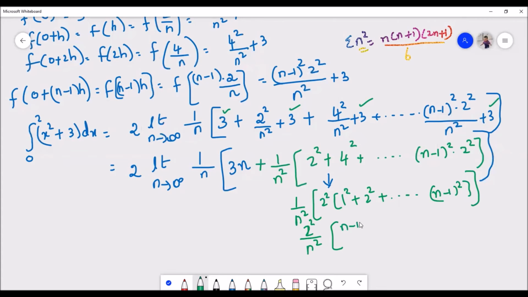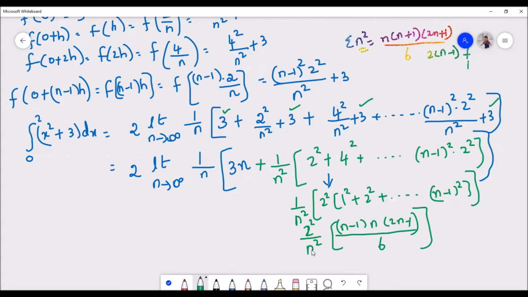So n minus 1 into n plus 1 will change into n minus 1 times n, and in the place of 2n plus 1 we substitute 2 times n minus 1 plus 1, which is 2n minus 2 plus 1. So it becomes 2n minus 1, whole thing divided by 6. So the last factor is 2n minus 1.